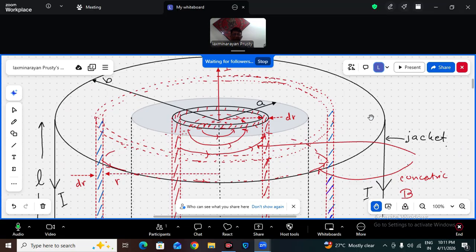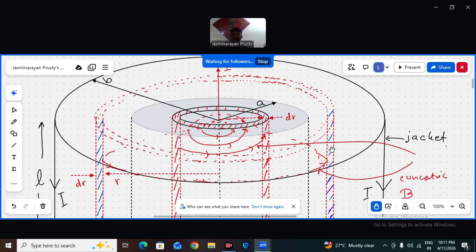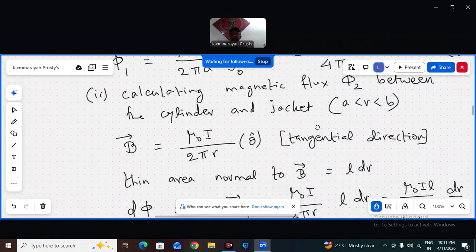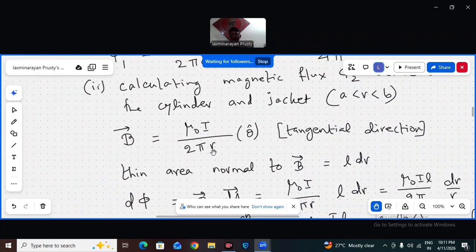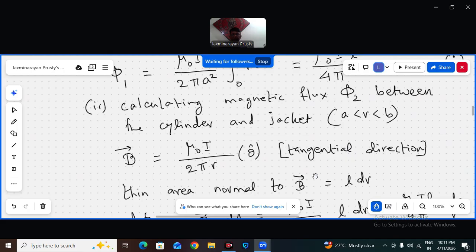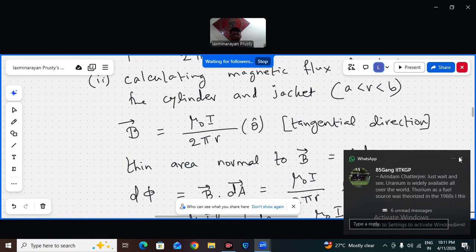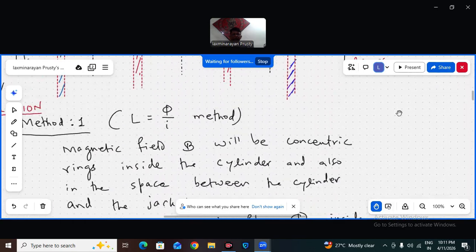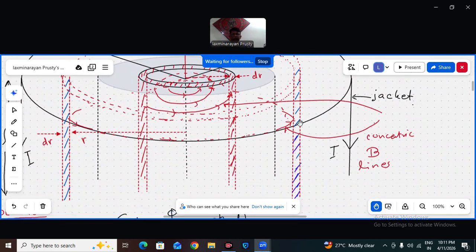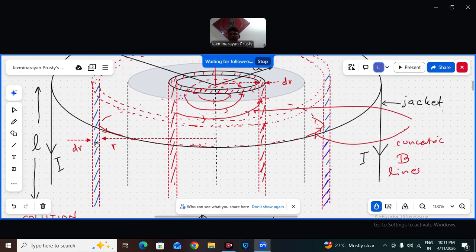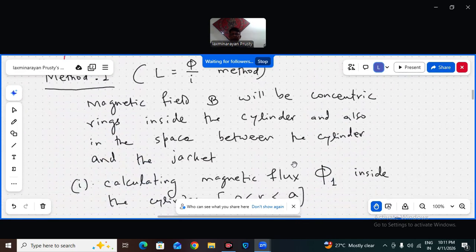Now between cylinder and jacket, same, another thin area you take here, but here B expression is different. What is the B expression here? Mu naught I by 2 pi small r. That r is between A to B. And theta cap, same tangential direction. Normal area normal to that is L dr. Just like that, here this thickness, blue shaded, that is also length L and thickness dr. Yes or no? Here, see here, length L, thickness dr. L dr is the area.